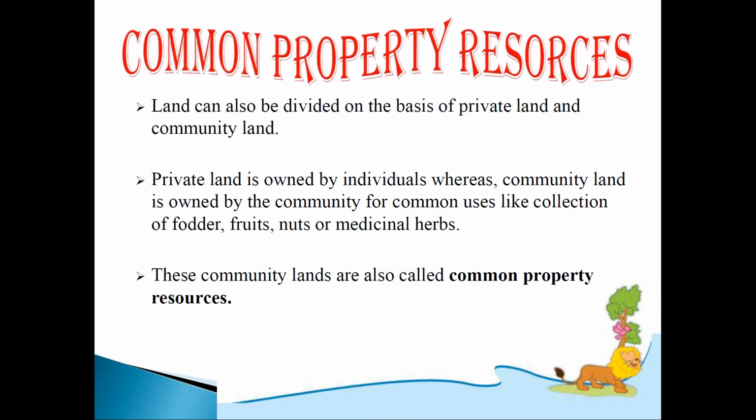Okay, now common property resources. You know very well that land can also be divided on the basis of private land and community land. So farm, agriculture, it's private land. It is owned by the farmer. But a public ground is community land where all can go, or the parks. Private land is owned by individuals, whereas community land is owned by the community for common uses like collection of fodder, fruits, nuts, or medicinal herbs.